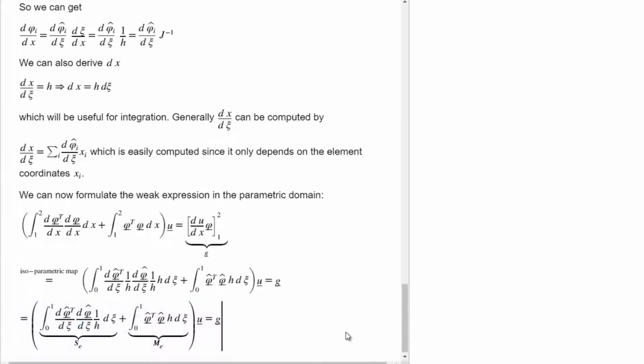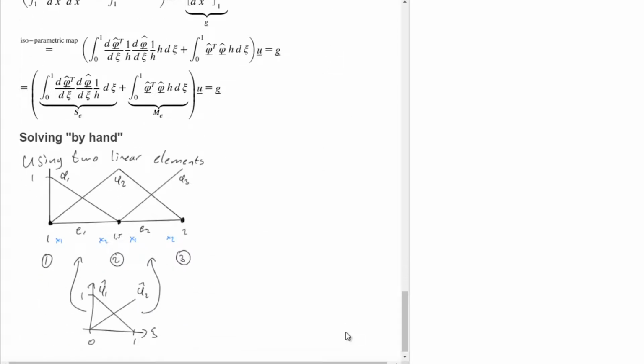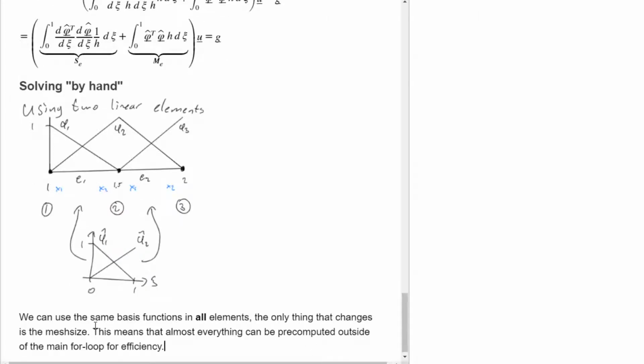Alright, now we will actually do this by hand. So we have two elements, and we will insert our parametric mapping into both of these. We will see that we can use the same basis functions in all elements, and the only thing that will change is the mesh size. We will show that now. This means that almost everything can be pre-computed outside of the main for loop for efficiency, so we don't need to calculate everything every time.